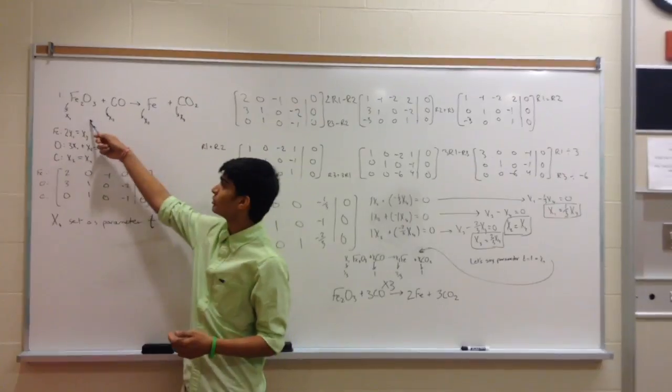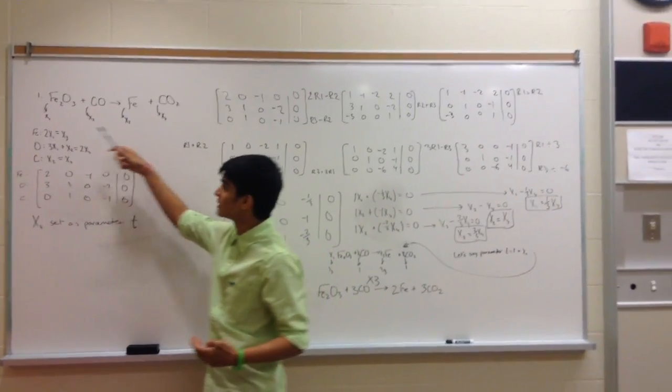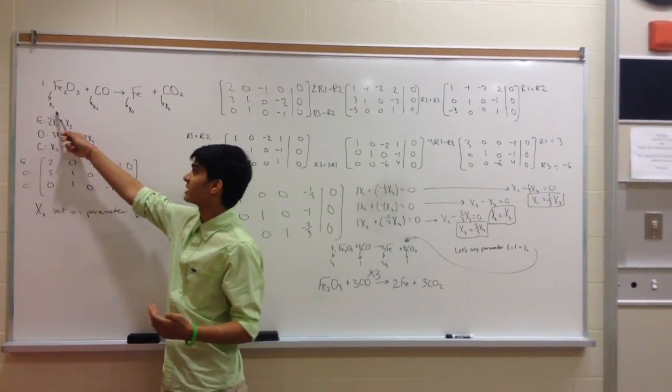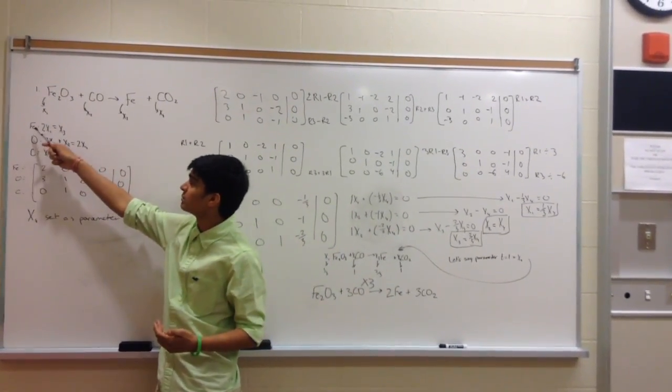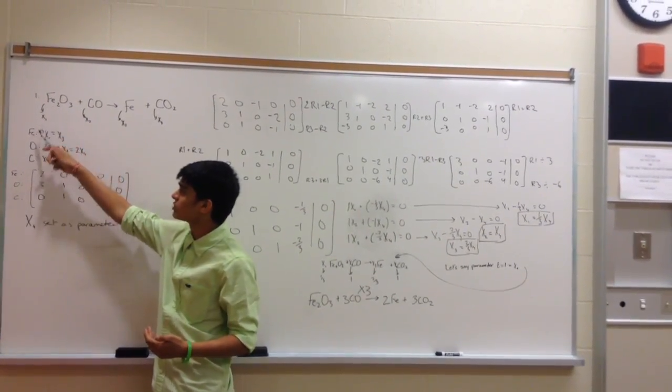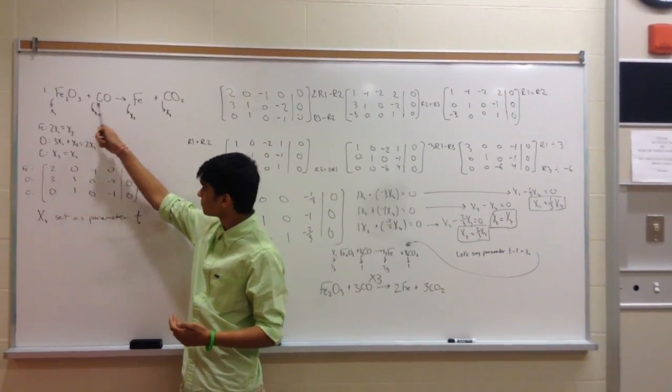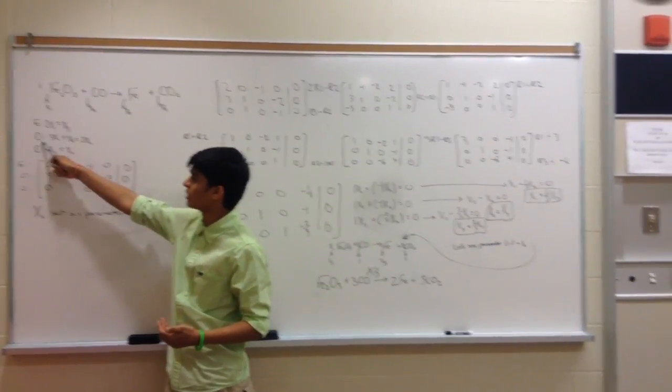So here we have it, and the way we can do that is by assigning the coefficients, which we'll have in the end as x1, x2, x3, and x4. And then if we look at iron, for example, we know that there's 2 iron over here in x1, so we can do 2x1 equals x3. If this is x2, we can look at oxygen as well.